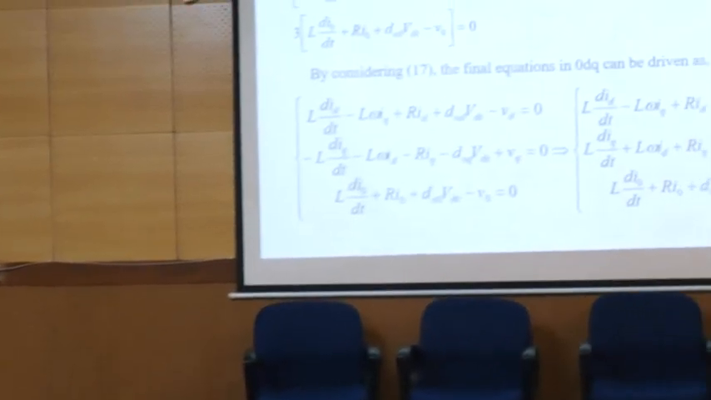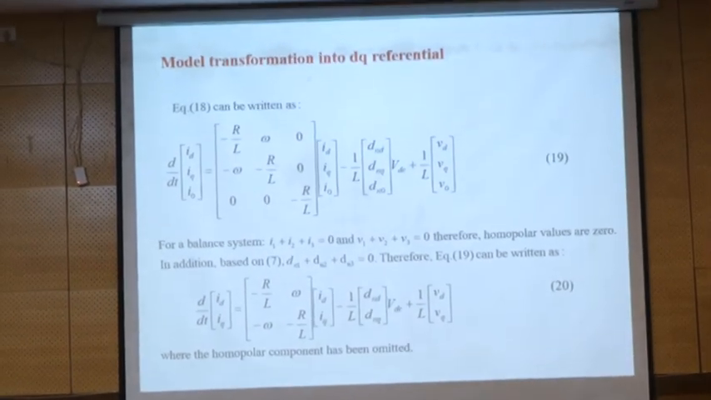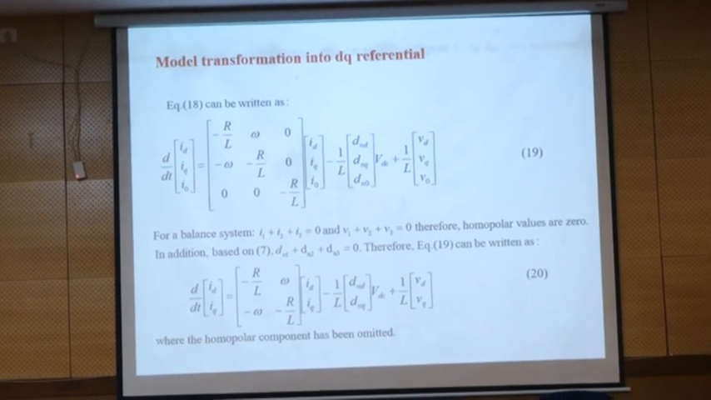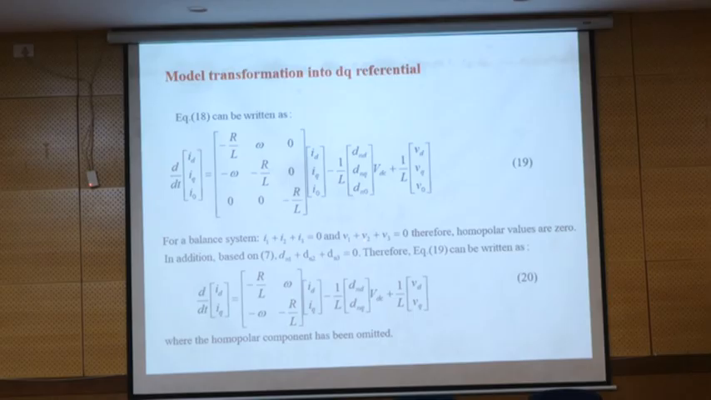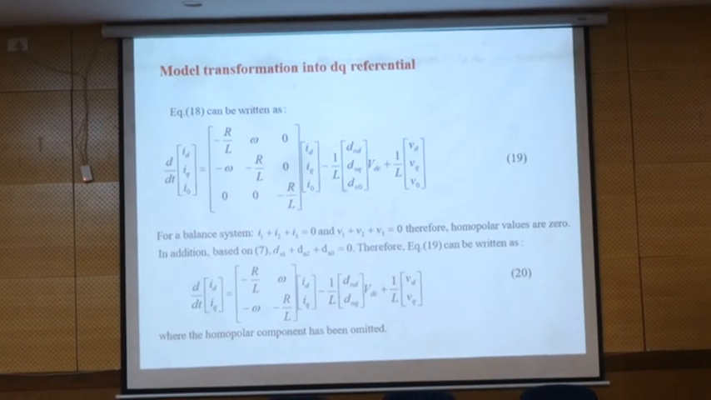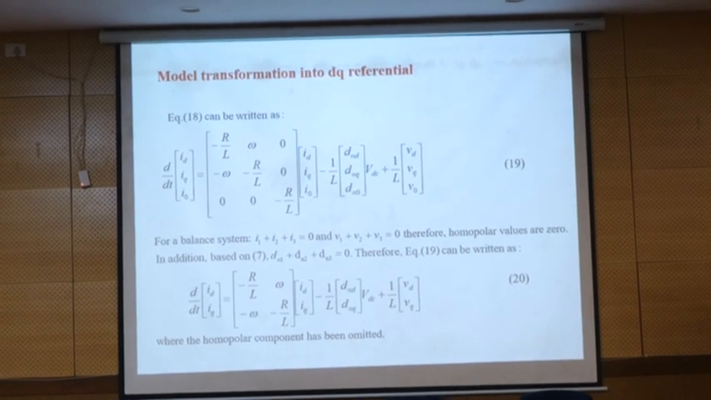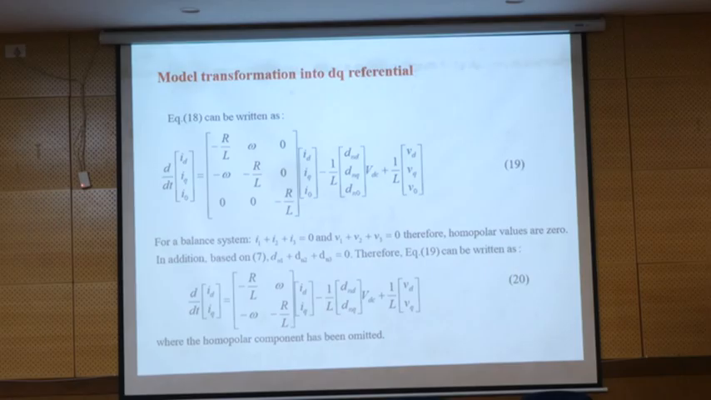So now we have three equations. In a balanced system, we know that I1, 2, 3 is equal to 0, and V1, 2, 3 is 0. Also based on the equation, we had the same. So by replacing this, we can see that if we have the balanced system, then the homopolar value, which we call 0, will be equal to 0. So the final equation will be this.